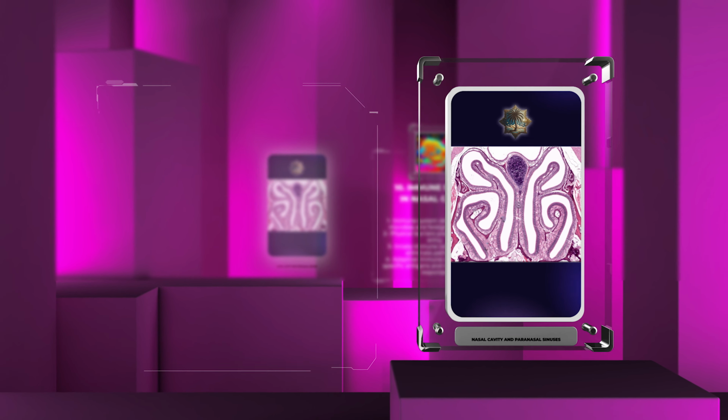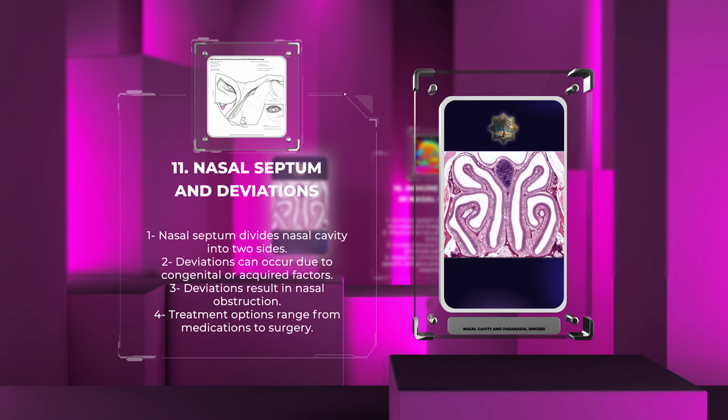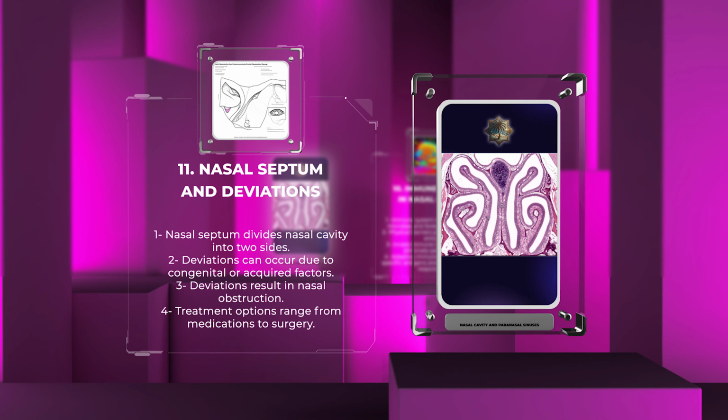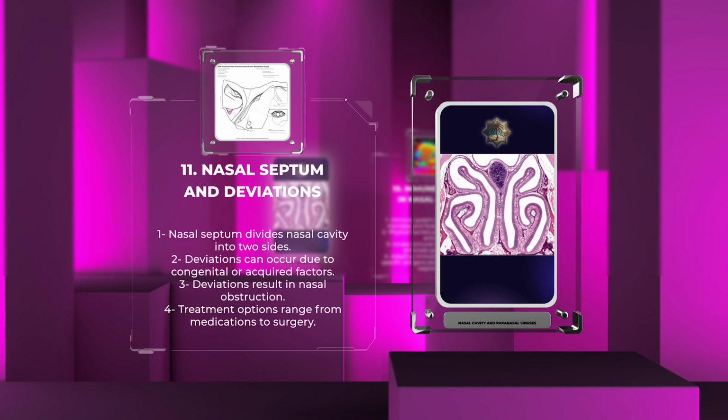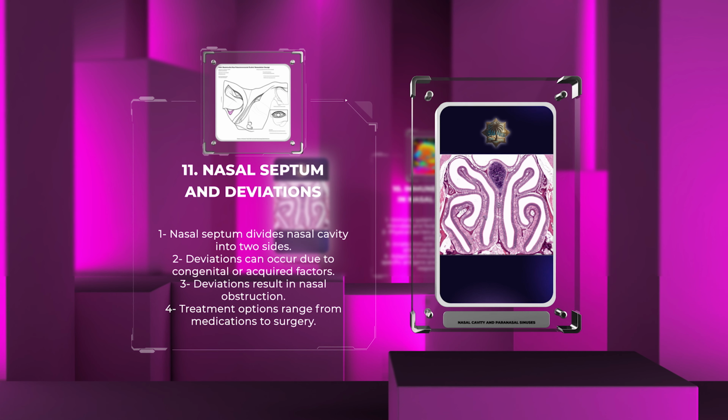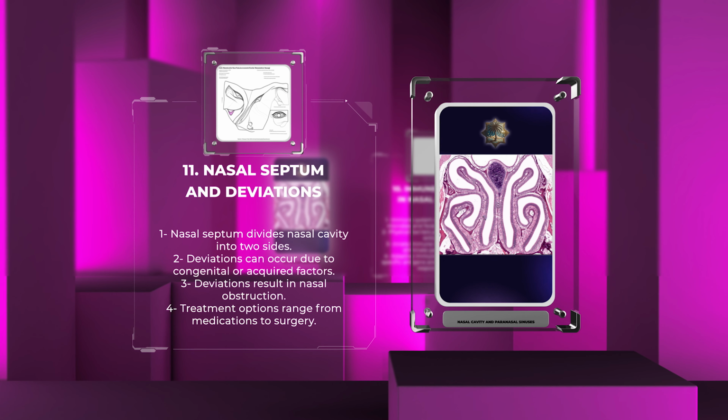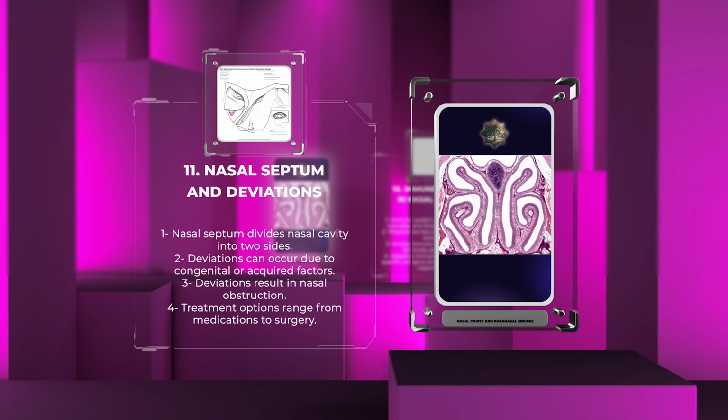The nasal septum divides the nasal cavity into two sides, providing support. Deviations can occur due to congenital or acquired factors, resulting in nasal obstruction. Treatment options range from medications to surgery. Knowledge of nasal septum anatomy and deviations is essential for evaluating and managing nasal obstruction.